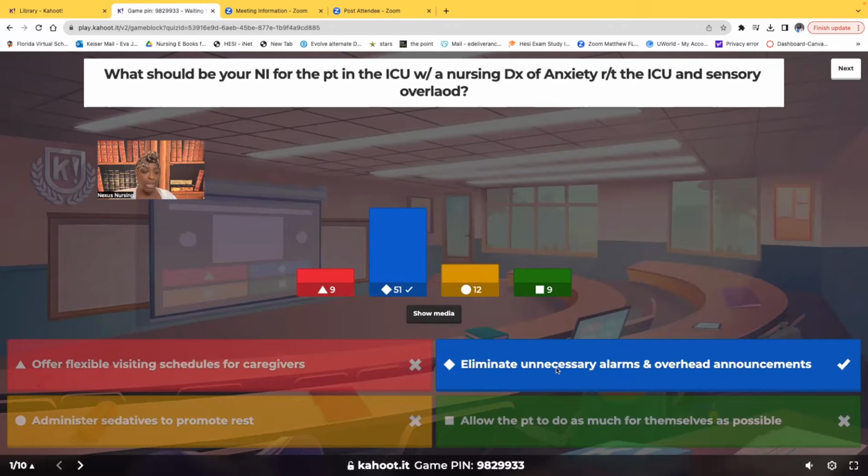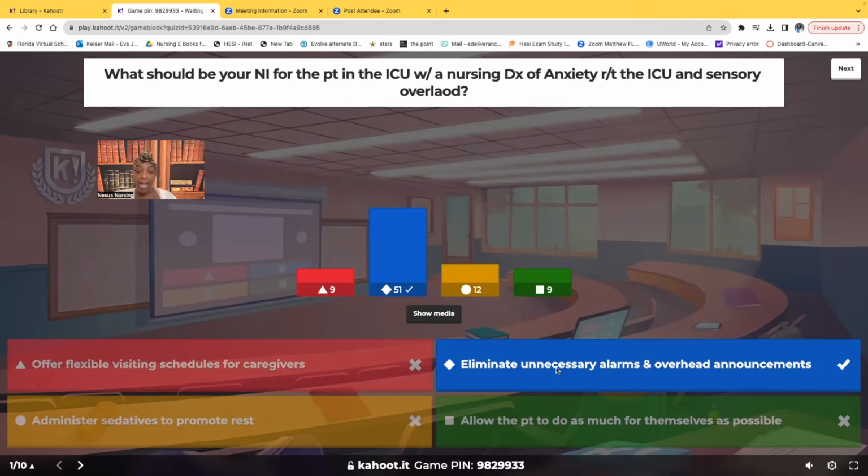And the next choice says administer sedatives to promote rest. Twelve of you guys chose that. We may have to do that, but that is not going to be our first option. We always want to go from least invasive to most invasive. So before we try medicating the patient, before we try sedating them, let's try decreasing the environmental stimuli.